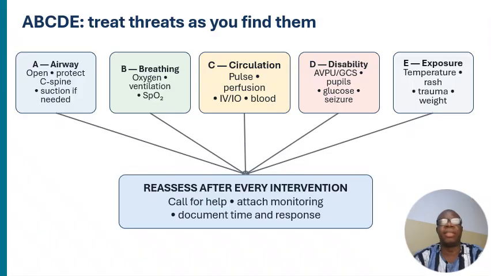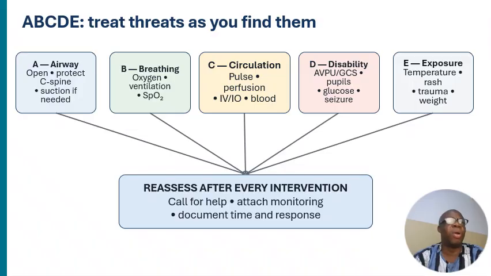With breathing, assess rate, effort, chest movement, air entry, oxygen saturation, and cyanosis. If breathing is inadequate, oxygen alone is not enough; the child may need bag and mask ventilation. Please provide it. With circulation, assess pulse, perfusion, capillary refill, blood pressure, urine output, and bleeding. With disability, assess AVPU or GCS, pupils, posture, seizure, and bedside glucose. With exposure, check temperature, rash, trauma, edema, dehydration, and the child's weight.